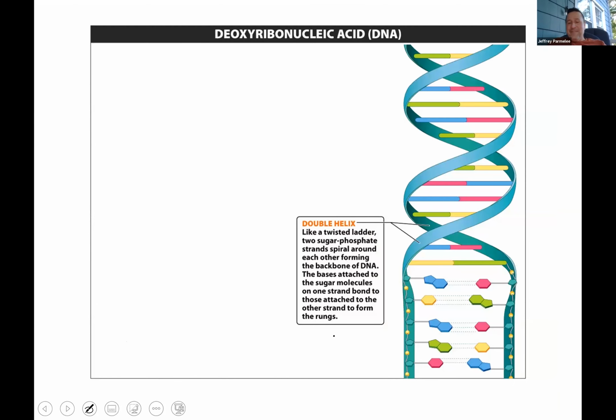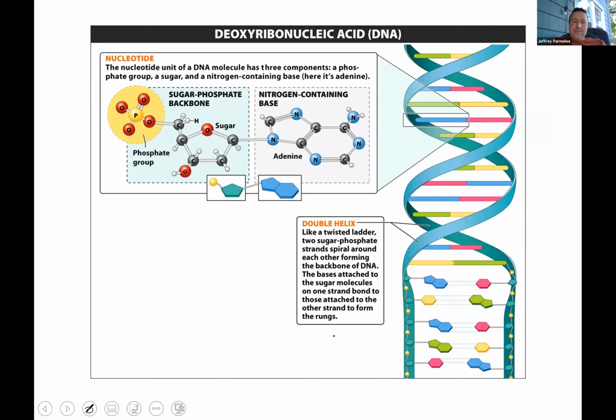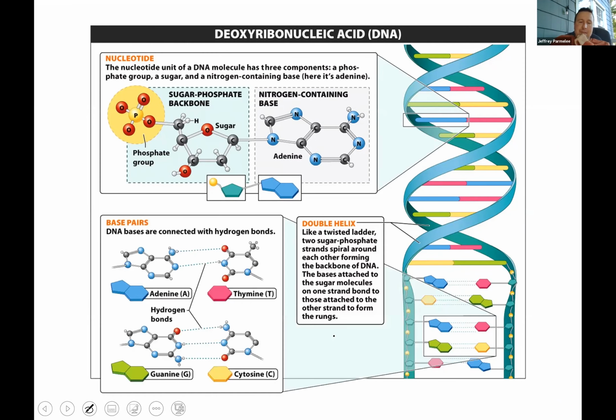And indeed, the outer parts of this ladder are uninteresting. It's just sugar, phosphate, sugar, phosphate. But the inside, the nitrogenous bases, the A's, T's, C's, and G's, contain the information. So here's a nucleotide. It's going to be sugar, phosphate, and one of these four bases in DNA. Just remember A with T and C with G. And these are covalent bonds on the outside, and these are hydrogen bonds in the middle.